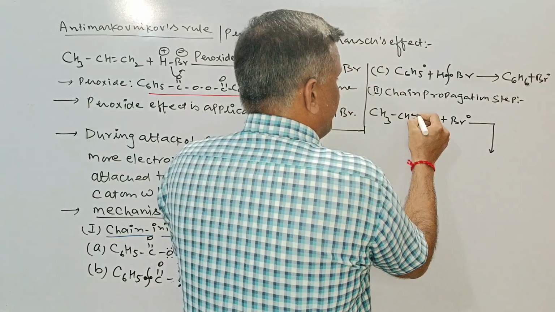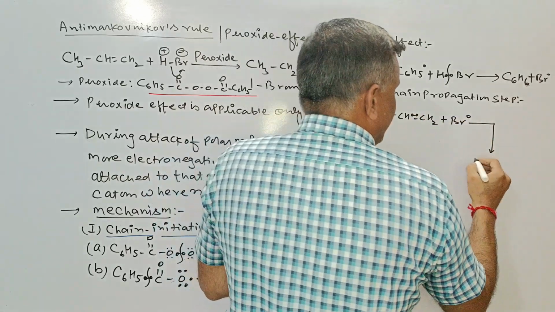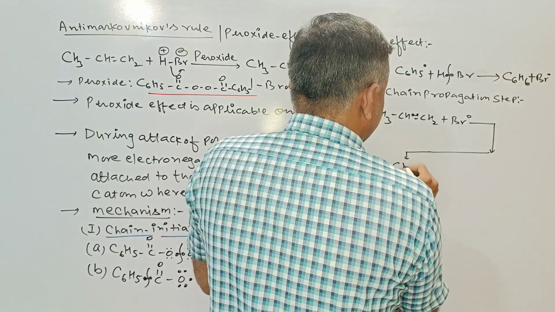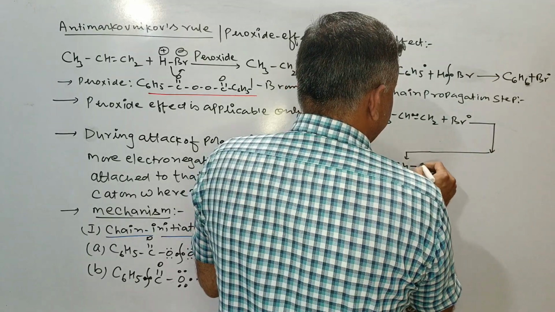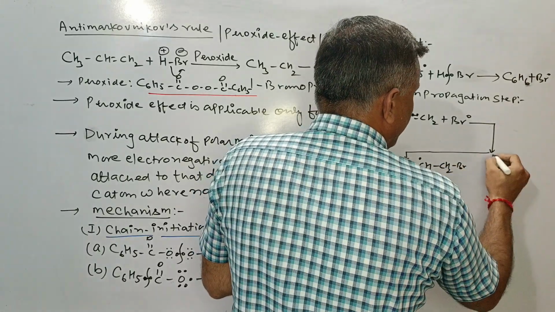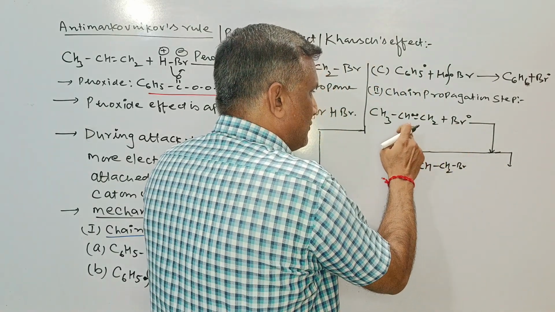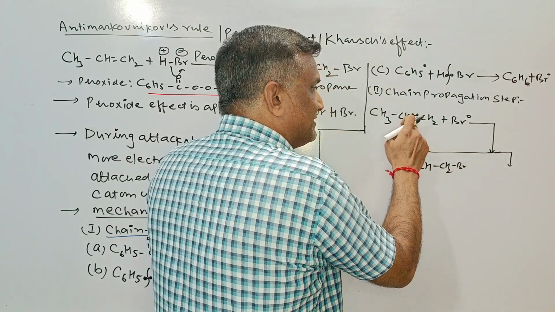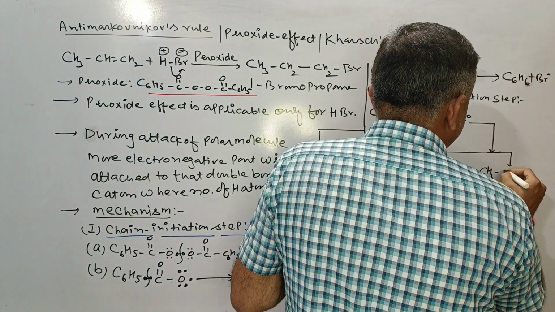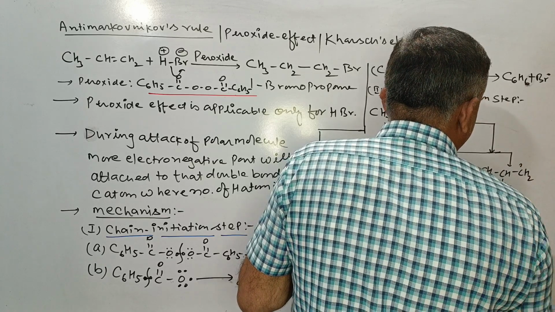Suppose this unpaired electron gets paired with the right electron, then it gives the possibility of the first species. This is the CH3, this is the CH free radical, this is the CH2Br. And the other possibility is that if it attacks the carbon atom and shares with this left electron, then it will be CH3, this is the CH, this is the Br, this is the CH2 free radical.